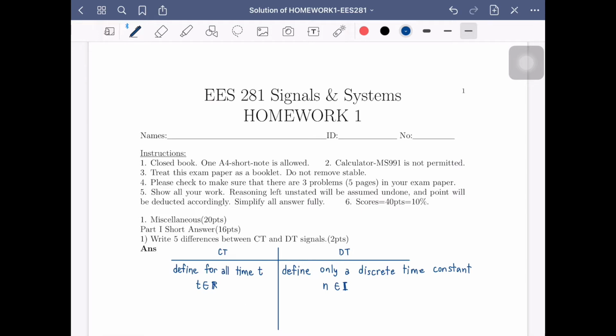The third one, we have that the continuous time signal will be periodic when T is equal to 2 pi over omega. But for discrete time, it is periodic when N is equal to 2 pi over omega.